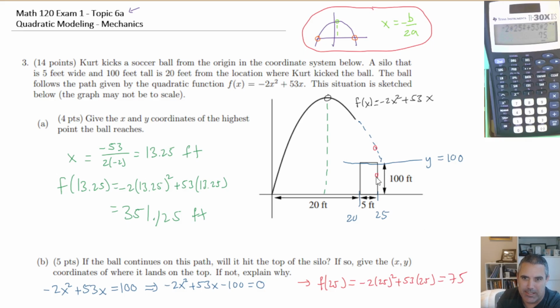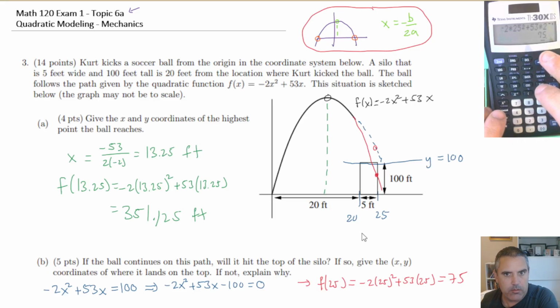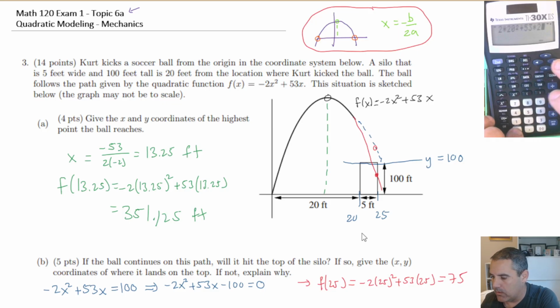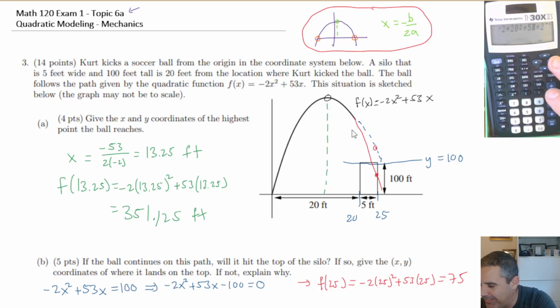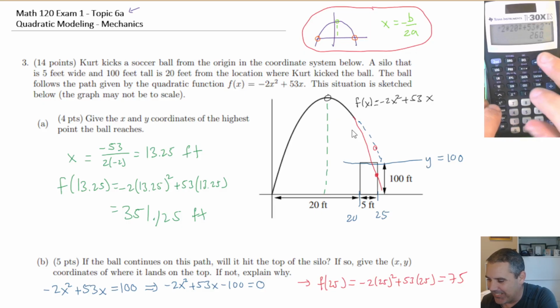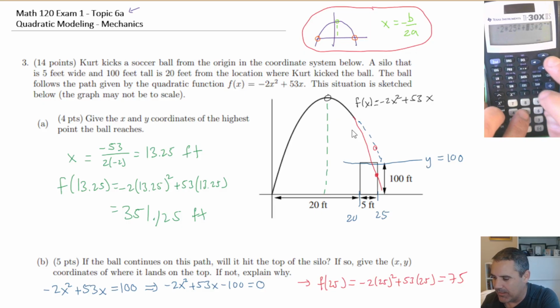Okay, so that means that it actually is down here. It comes down and is down here. That makes me think it does hit, but what about 20? Let's plug in 20 and see. So negative 2 times 20 squared plus 53 times 20, 260. Whoa. Did I do all that right? 20, we plugged in, we got that. Great. 25, we get this.